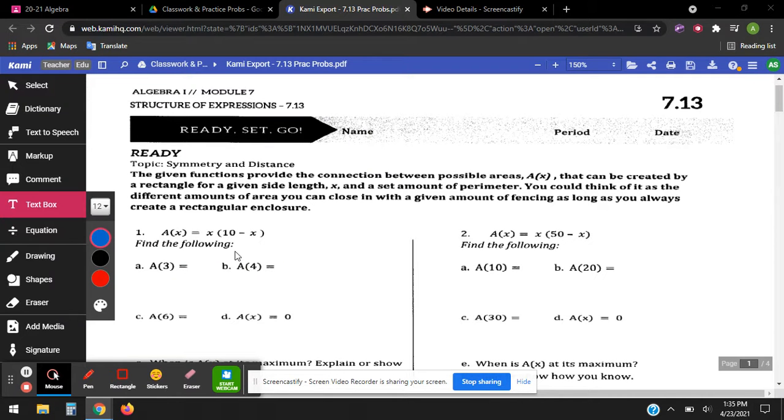Hi, this is Algebra 1, Module 7, Lesson 13's practice problems. We are going to take these functions that are given to us for area and see if we can figure out their side lengths for a set amount of perimeter. You can think of it as different amounts of area you can enclose within a given amount of fencing, as long as you always create a rectangular enclosure. So think of it as length times width on these.